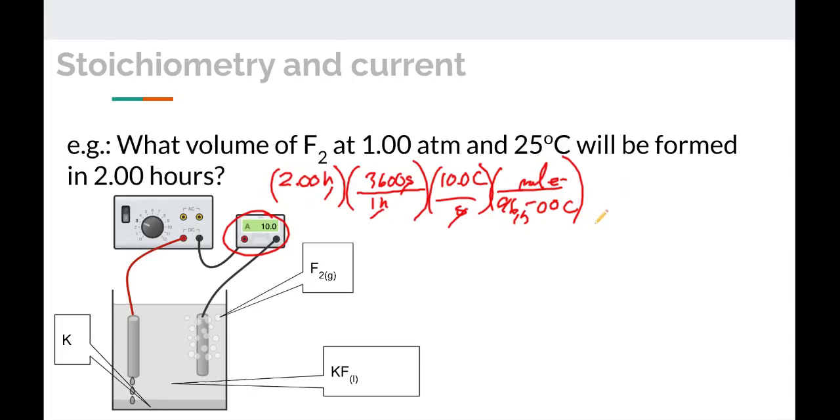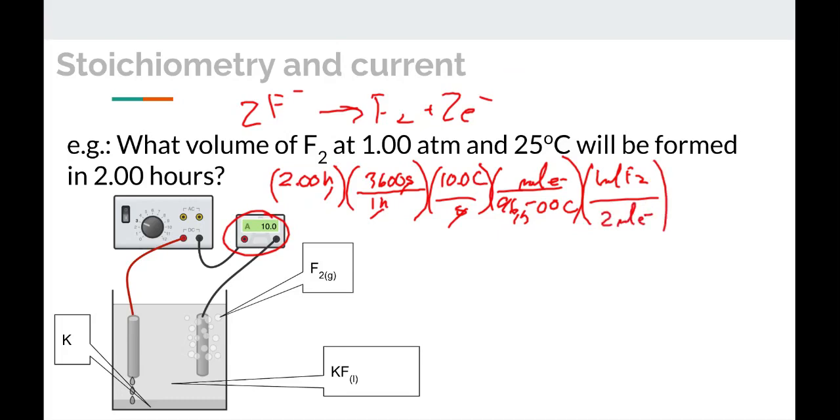And then if we think about the reaction that's happening here, this is F minus becoming F2. So we're going to need 2 moles of F minus. And when this oxidation occurs, we're going to release 2 moles of electrons. So that means there will be 1 mole of F2 gas formed for every 2 moles of electrons. And so this works out to 0.373 moles of F2.